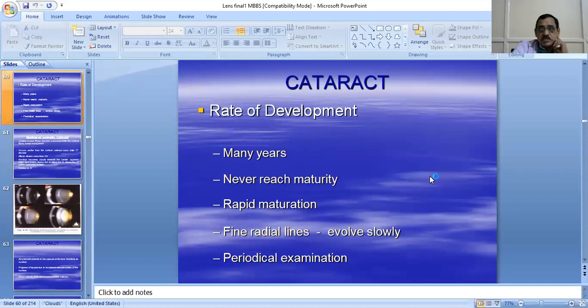The development of the cataract may take years, or it may never mature at all. In some cases there can be a rapid maturation. So a periodic examination should be done in people who come with early cataract and who complain of defective vision.